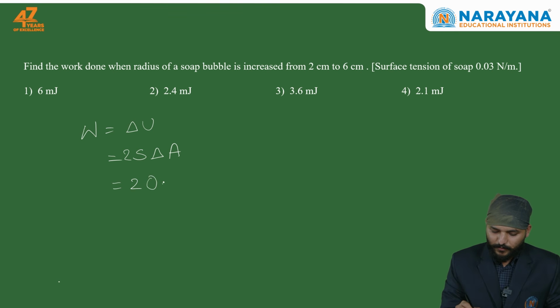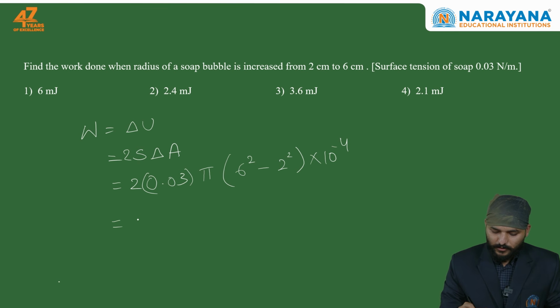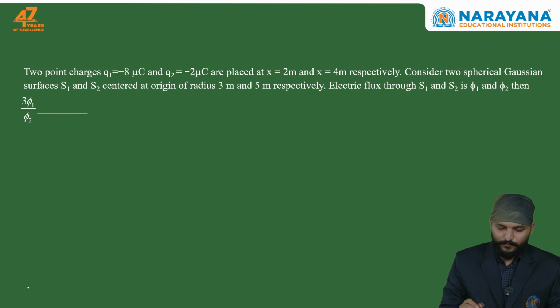Surface tension is given 0.03, and the increase in area, you can write it as pi. Final radius is 6. So r square, 6 square minus 2 square. And you need to convert this into meter. So 10 power minus 4. So this will give you the answer close to 2.4 millijoules. Let's move on to the next one.